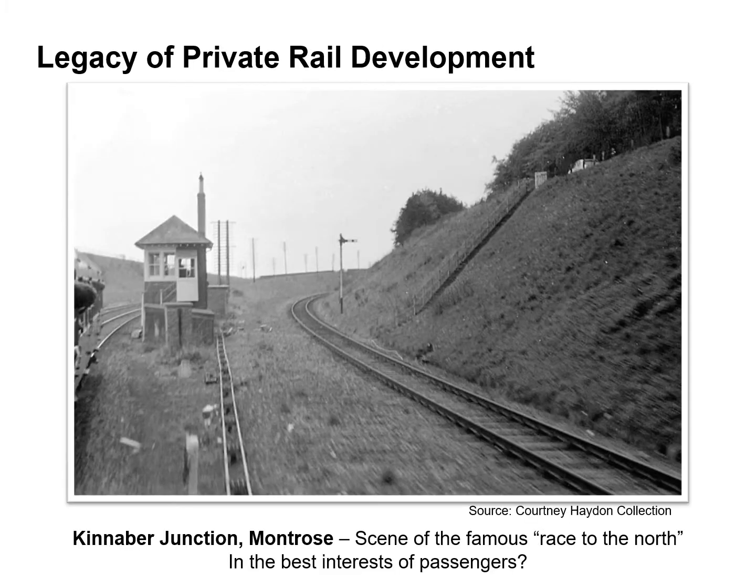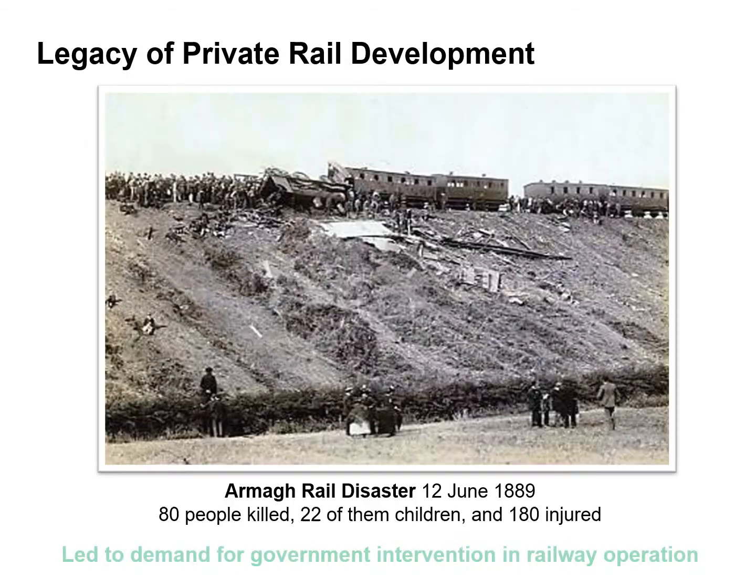So you'll recall this photograph from my first lecture. The Kinnaber Junction in Montrose, the scene of the famous race to the north. So was this in the best interests of passengers?